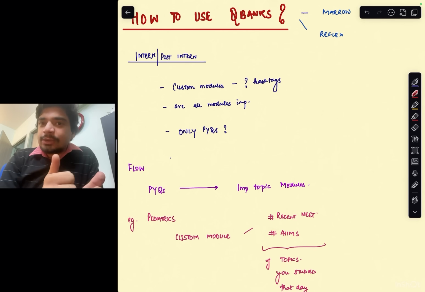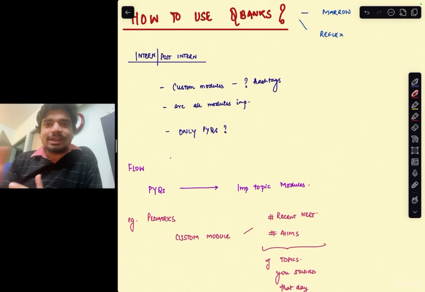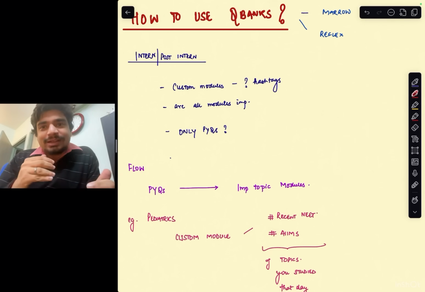So I'll answer three questions, mostly from an intern and post-intern point of view. If we are going to use custom modules, which hashtags to use? Are all modules important? And should we stick only to PYQs? I'll be taking Marrow because I know that most of you will be using Marrow as a main Qbank. I won't be discussing Prep Ladder and eGurukul in that. I'll be discussing a little bit about REFLEX also, which is my own app, which a lot of you might be knowing.